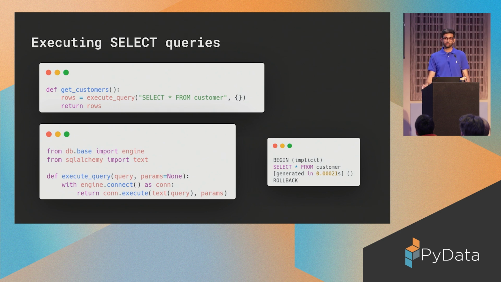And finally, we have a rollback. Rollback is logged at the end of every connection because we are not committing anything, number one, and we ensure we roll everything back to keep the connection clean for the next use.